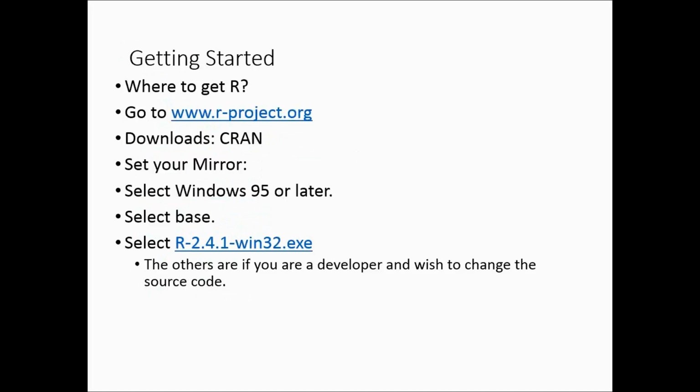Then you need to select your base. The base is the standard R setup. Depending upon the version you want to use, you can select your R version. If you have a 32-bit system, select the 32-bit executable file. If you are using 64-bit, use the 64-bit executable file. This is the specific way of downloading, like how you download any other software or application from the internet. You can download it and install it. That is okay with you, right?